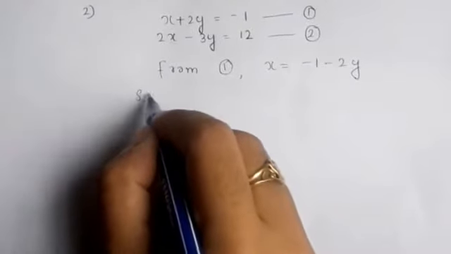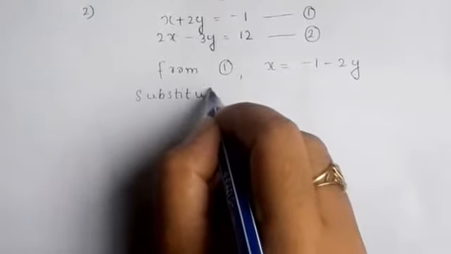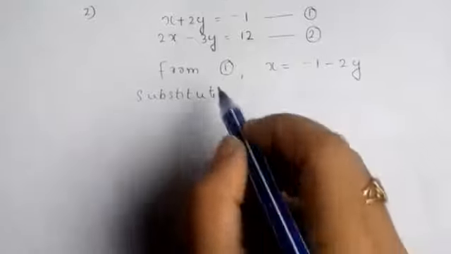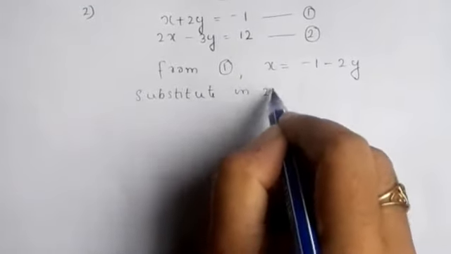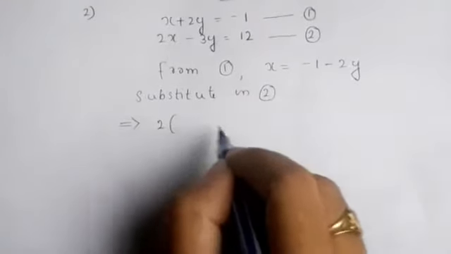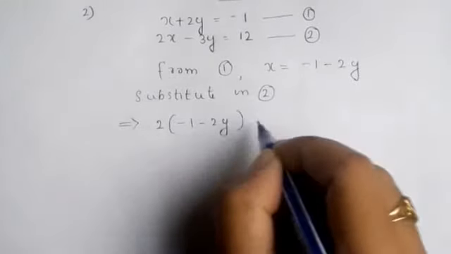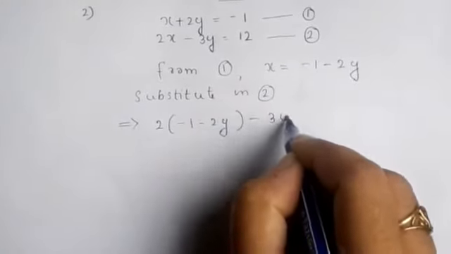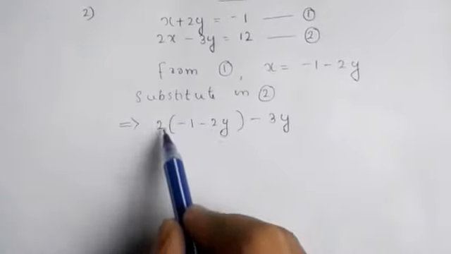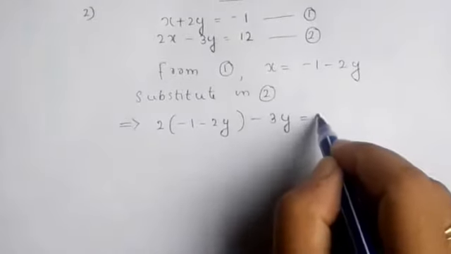After that, where do you have to substitute? Substitute x is equal to minus 1 minus 2y in equation number 2. So what is 2 into x? What is x? x means minus 1 minus 2y. Minus 3y, x you replace with this one. So 2 into minus 1 minus 2y, minus 3y is equal to 12.